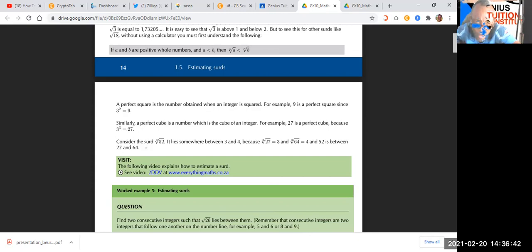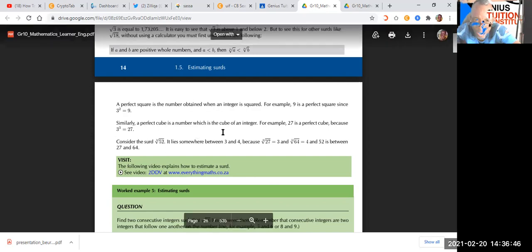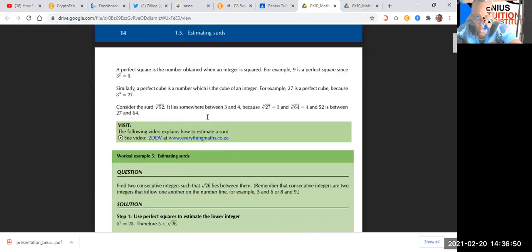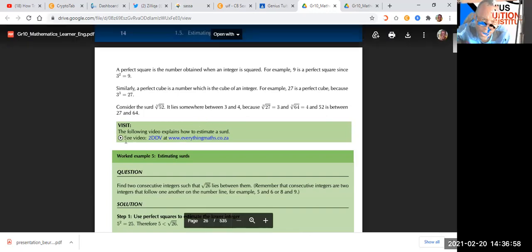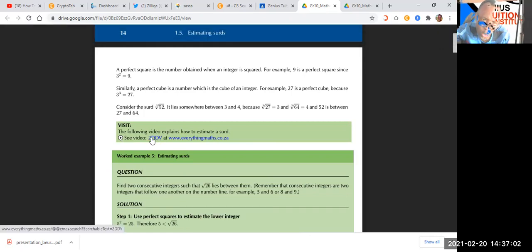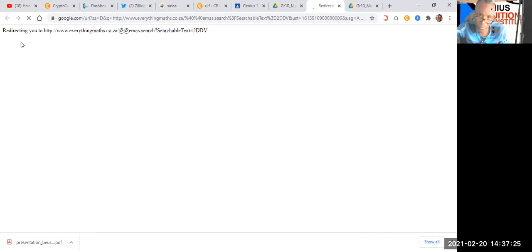Now, if you want to get a clear explanation of this, what you do, there are lessons, guys, in this. Now, you look at this sign. This is a video sign. You click on it, you have 2D DV. DV stands for video. This is a two-dimensional digital video. So you click on this and then you watch. It's redirecting you to Everything Maths, the 2D video. So let us watch what we get.